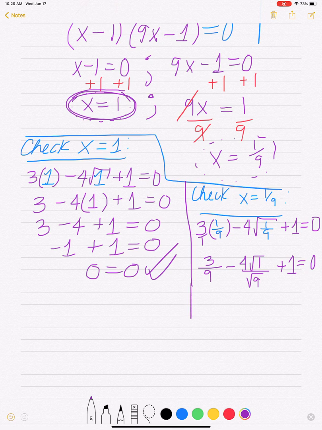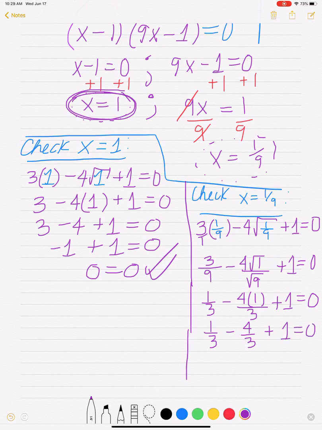All right, so this reduces. 3/9 reduces to 1/3. And we have minus 4 times, well, the square root of 1 is 1, and the square root of 9 on bottom is going to be 3, plus 1 equals 0. So we got 1/3 minus 4/3 plus 1 equals 0. Now, what happens when you combine these together? 1/3 minus 4/3. So we're going to take a common denominator of 3, and we're going to do 1 minus 4 over 3 plus 1. Is that equal to 0?